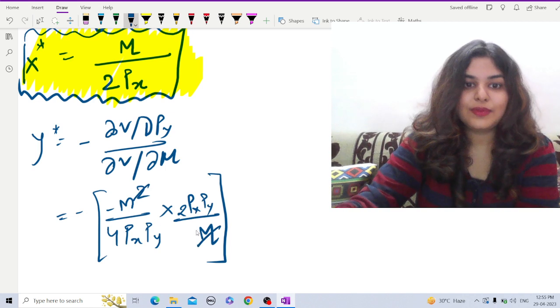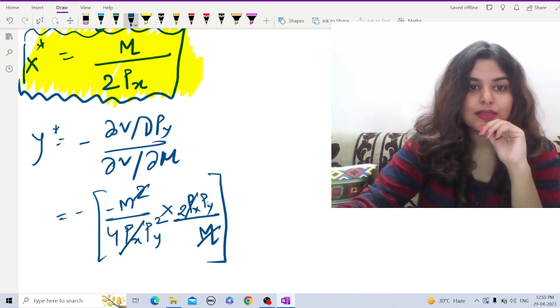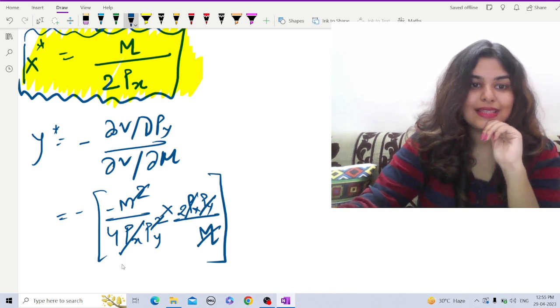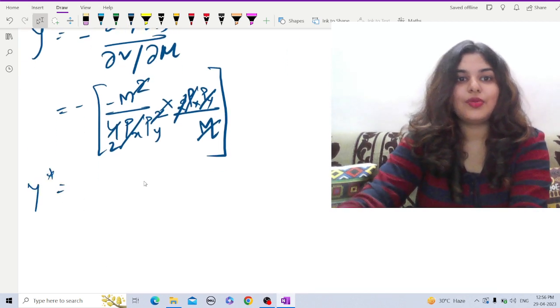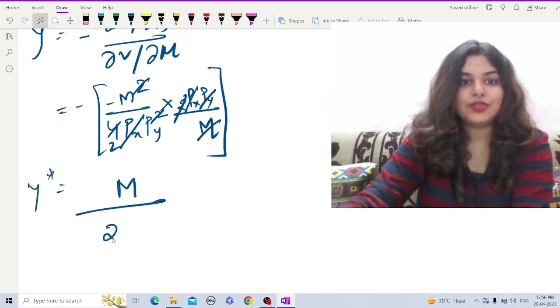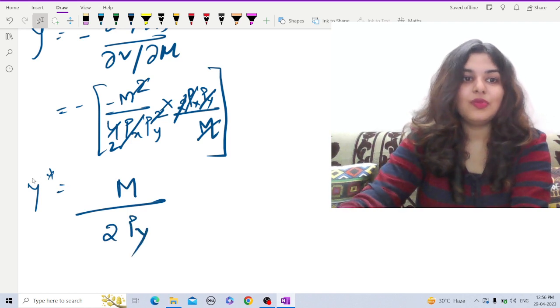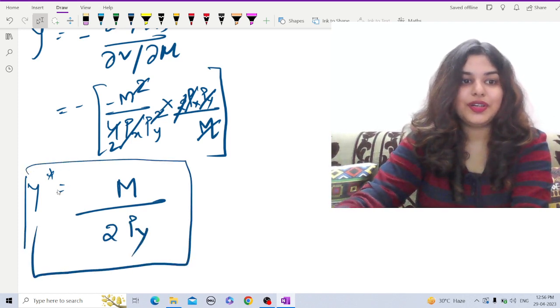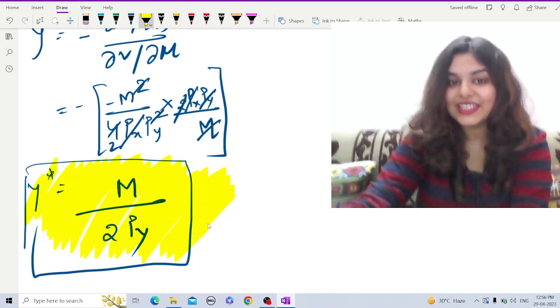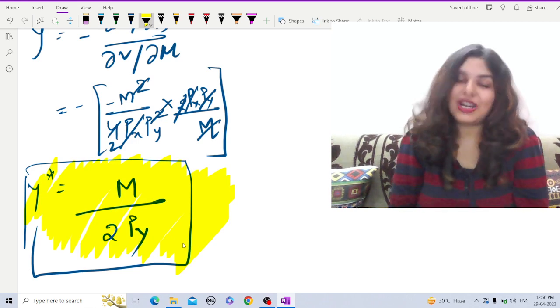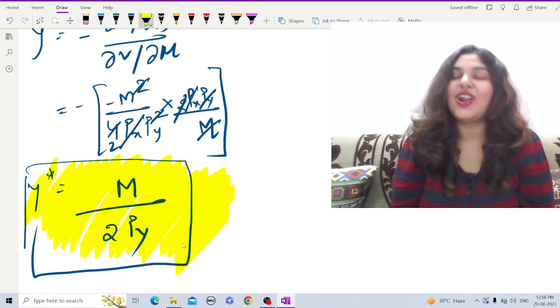Now square and m get cancelled, px gets cancelled, py and this square get cancelled. So what are we left with? Also this is 2 and 2, 2 twos are 4. So we are left with y star is equal to m by 2py. This is the ordinary demand function of y. So using Roy's identity from the indirect utility function, we can directly derive the ordinary or the Marshallian demand function. So this is our Roy's identity.